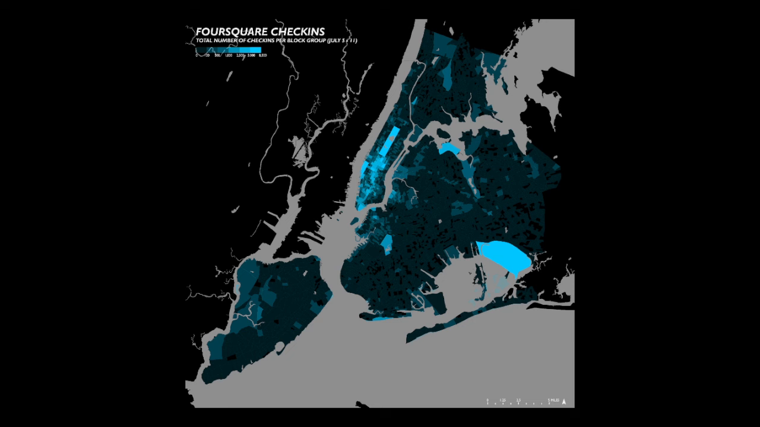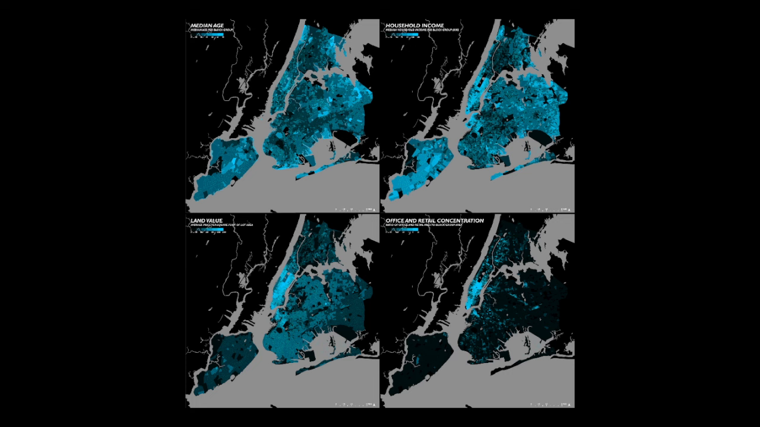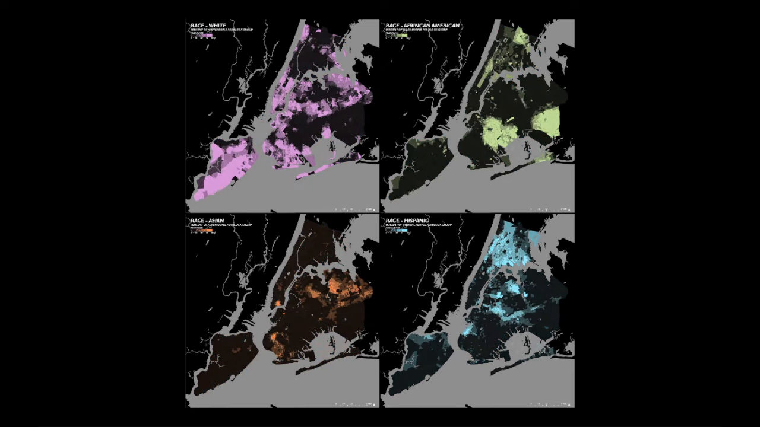At the same time when we were doing this project, the new census data came out. This was 2011. And so we wanted to figure out if there were any correlations between demographic factors and social media activity, or Foursquare and Facebook activity. So we mapped median age, household income, land value, and office and retail concentration, trying to figure out what demographic factors would be correlated with high levels of activity. We also mapped race. And there are much better maps of this, but one of the things that we saw when we were doing this is, again, how segregated New York is.